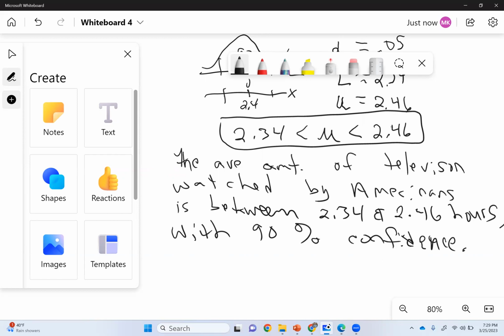So I hope this helps you to estimate the population mean.